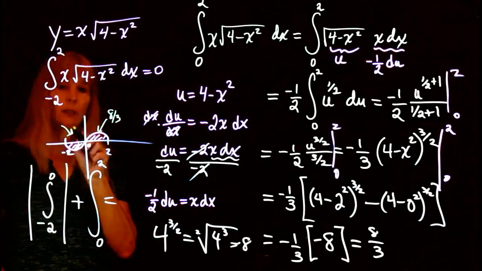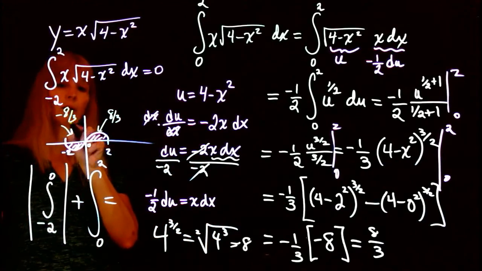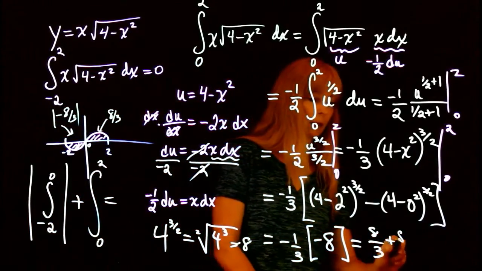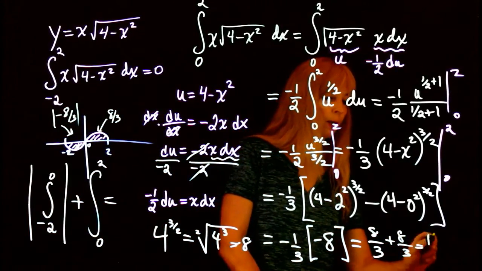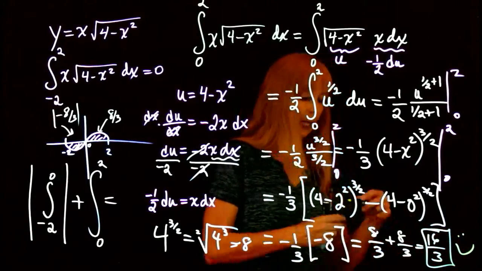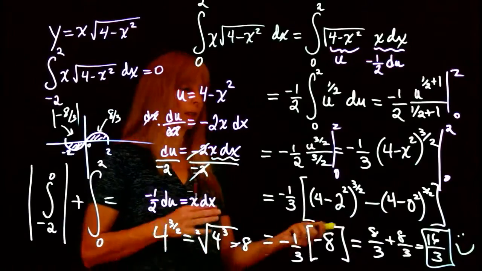Guess what this area is? Negative 8/3, but I'm going to absolute value it. So let's add the other 8/3. And hopefully you remember how to add fractions. Haha, that was humor. And you get the total area as a fraction.